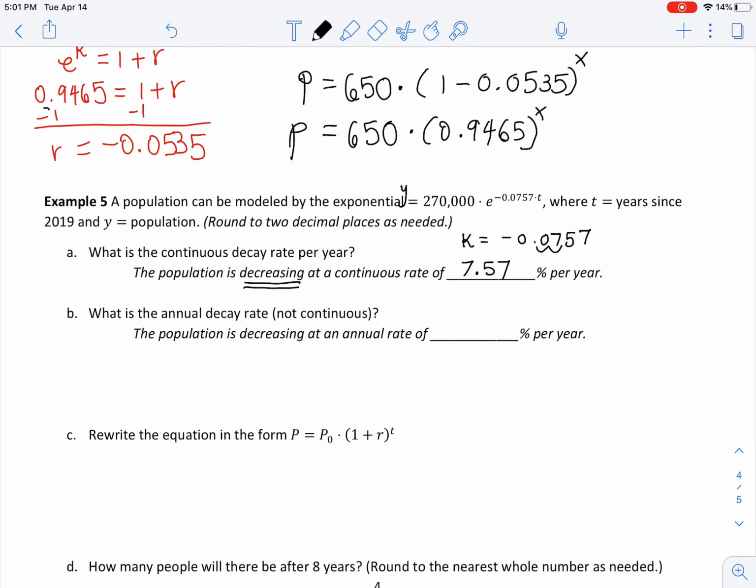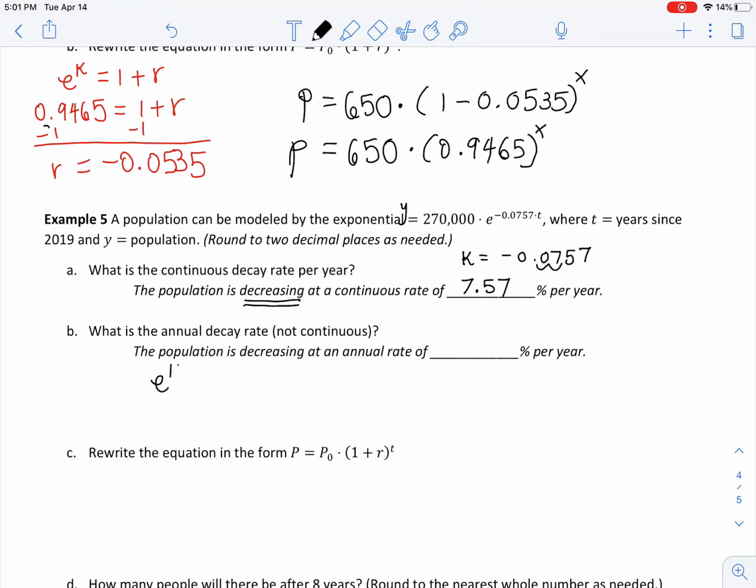Now, they ask you something very similar, though. They're asking you, what is the annual decay rate? And this one, they don't want the continuous rate. So what we're going to have to use is that one formula we remember: e to the k power is equal to 1 plus r. That formula is so useful today. So what you're going to have to do is evaluate e raised to the negative 0.0757 and set that equal to 1 plus r, because they're asking you for r in this case. So r is going to be e to the negative 0.0757 minus 1, right? Let's type that in our calculator together.